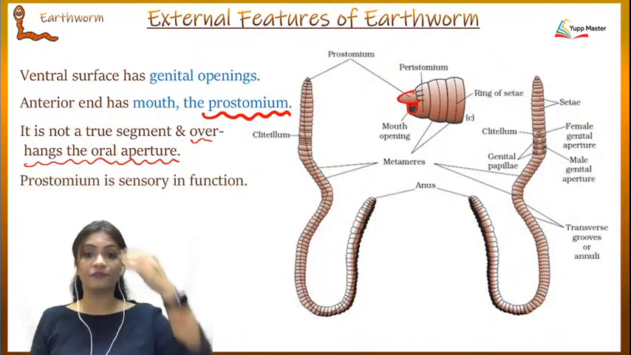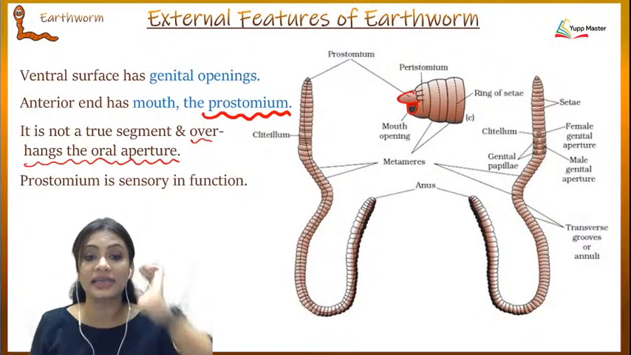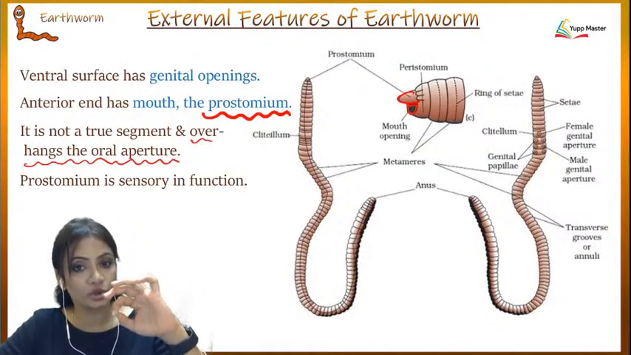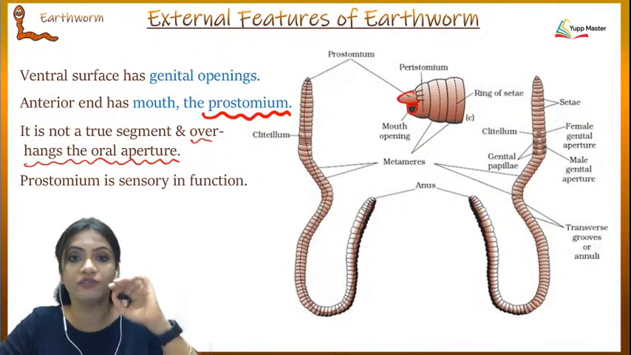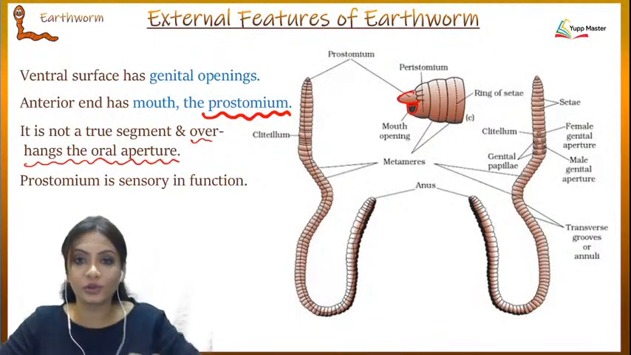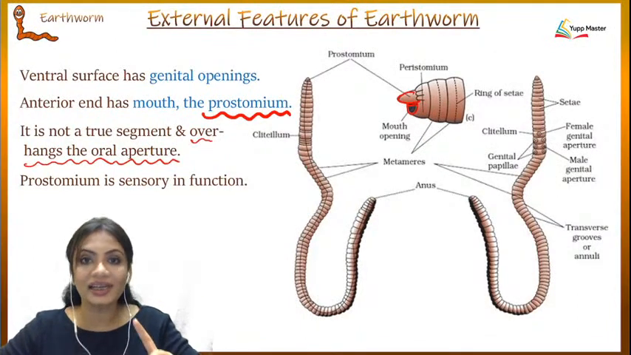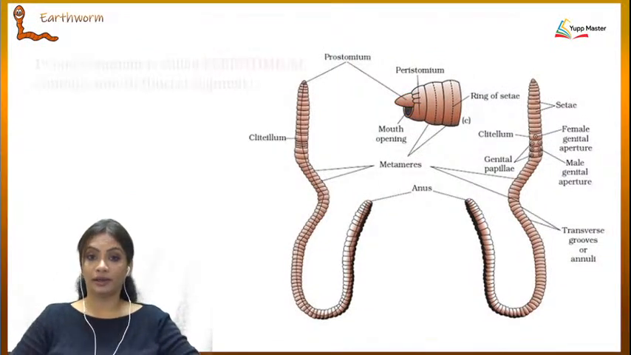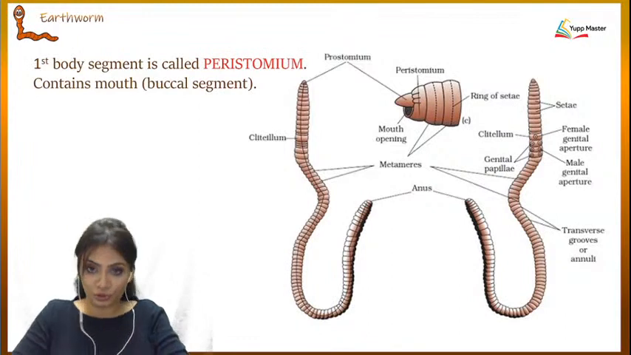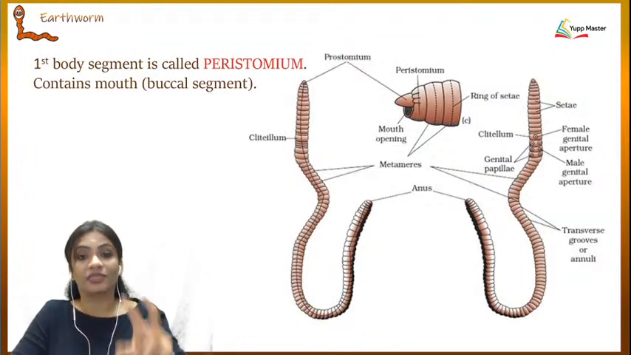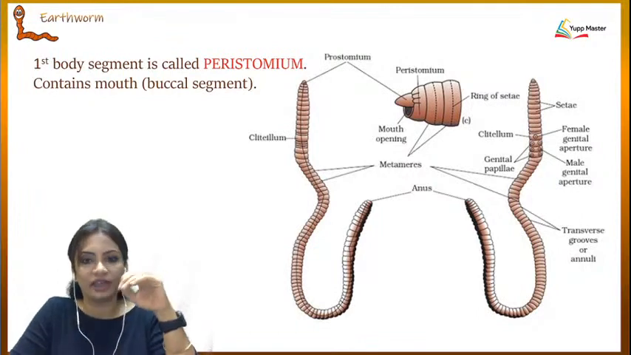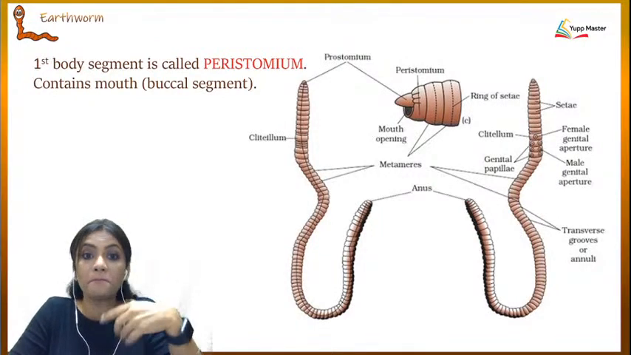Now we see that the function of this prostomium is sensory. Because it is sensory, this prostomium will know exactly where to go and where to dig in, so that its mouth would be getting the food inside it. Okay, alright. So after the prostomium, let us come to the very first segment of this earthworm, and that very first segment is called the peristomium.